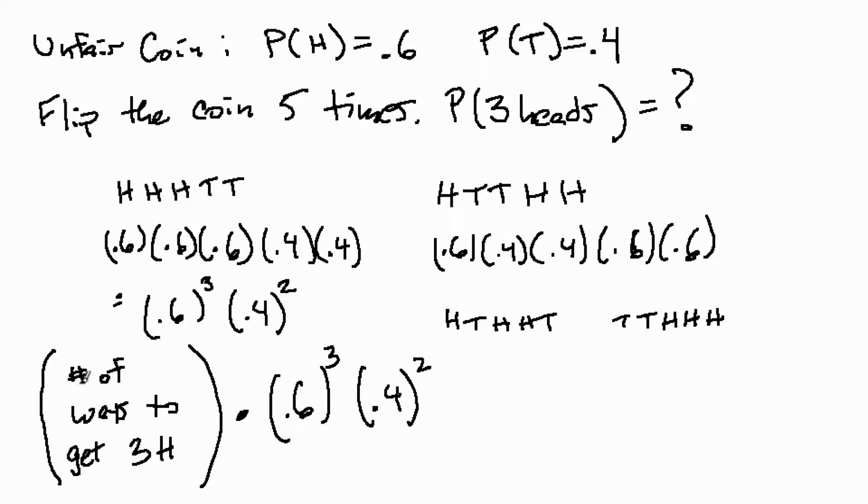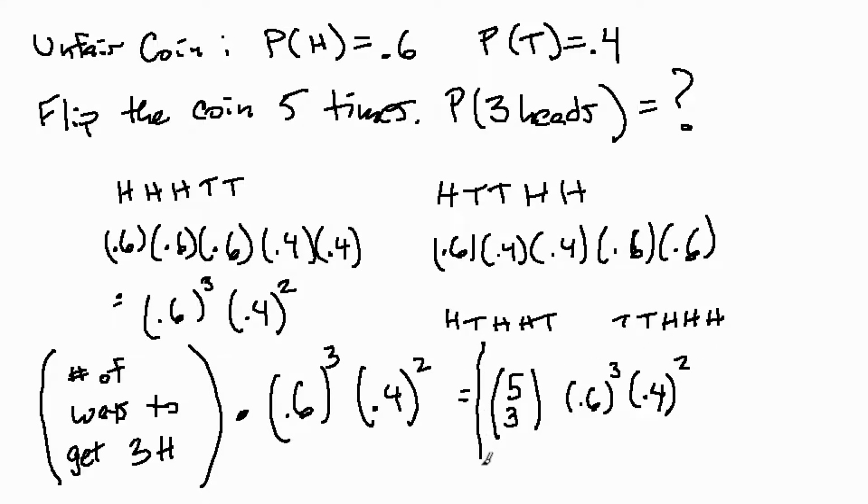So I have to ask, how many ways are there to get 3 heads from 5 coin tosses? Well, this takes us back to something we saw a little bit earlier. There are 5 choose 3 ways to do that. And that's going to be times 0.6 to the 3 times 0.4 squared. And that is the answer to the problem.